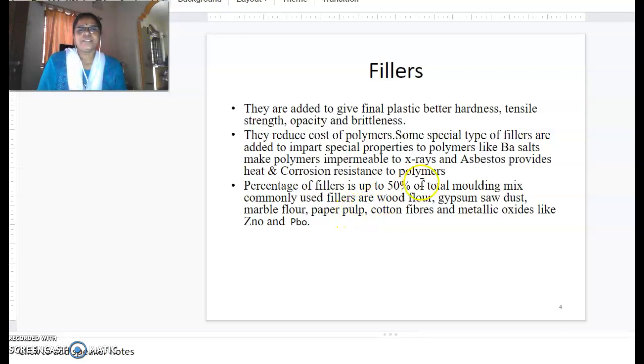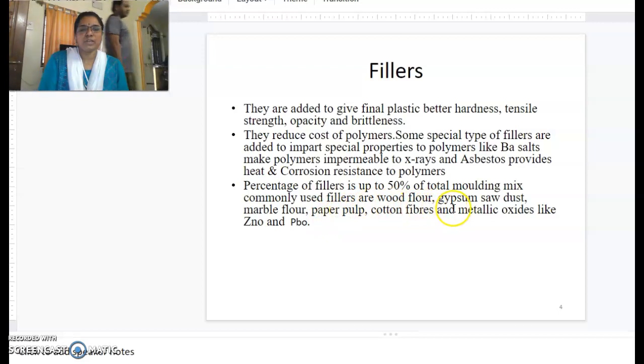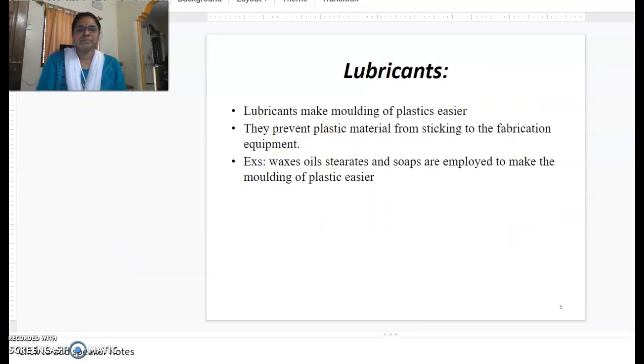Not only that, fillers can make up almost 50 percent, half of the total molding mix. Commonly used fillers are wood flour, gypsum, sawdust, marble flour, paper pulp. All these are very cheap, and they are waste products in those industries, but they can be used as fillers. In some cases you can also use metallic oxides like zinc oxide and lead oxide, right?